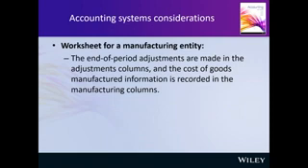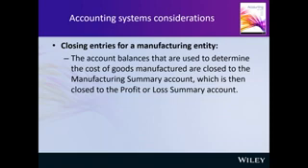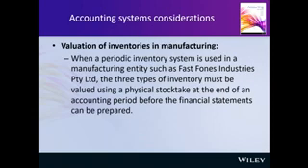Okay. So the end of period adjustments are made in the adjustment column, and the cost of goods manufactured information is recorded in the manufacturing column. We have one column, which we call the manufacturing column. When I did my undergraduate, they called it the manufacturing account. Okay, closing entry for a manufacturing entity. The account balances that are used to determine the cost of goods manufactured are closed to the manufacturing summary account, which is then closed to the profit and loss summary account. From the manufacturing accounts, we transfer to the profit and loss summary account.